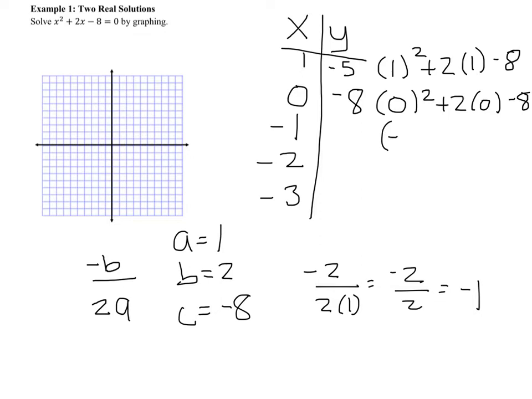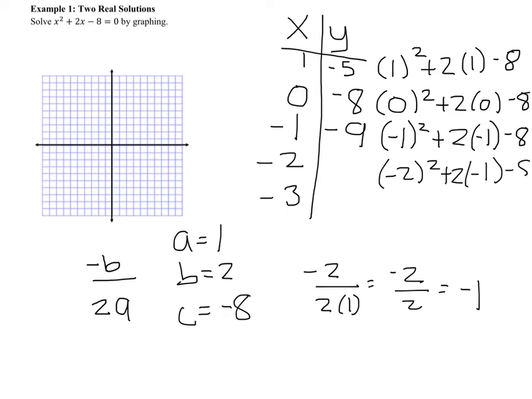If I plug in negative 1, now the negatives is where it's very, very important to put these in parentheses, because negative 1 squared is going to give me positive 1. But if I put negative 1 squared into my calculator without the parentheses, it's going to give me a negative 1. When I evaluate this, I'm going to get negative 9, plugging in negative 2, I'm going to get negative 8, and then of course I'm going to plug in the negative 3, which is going to give me negative 5.